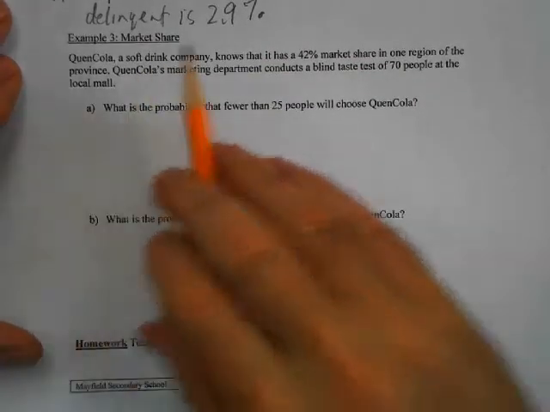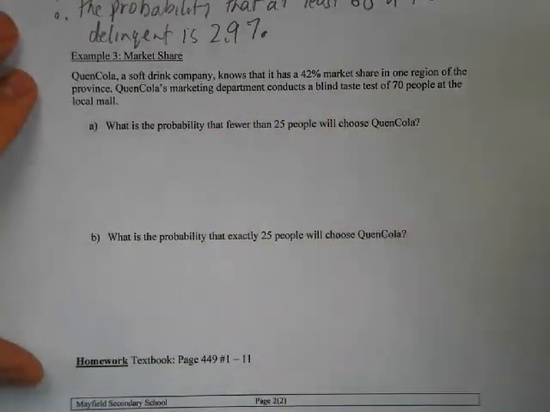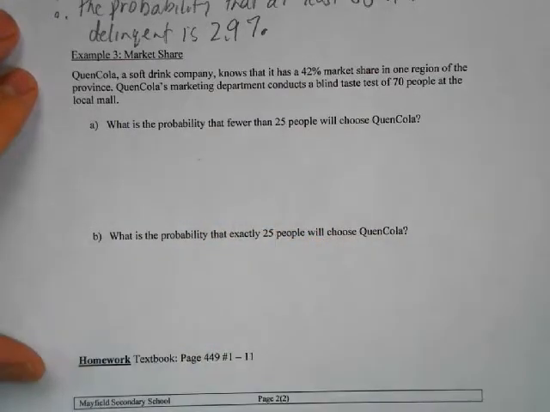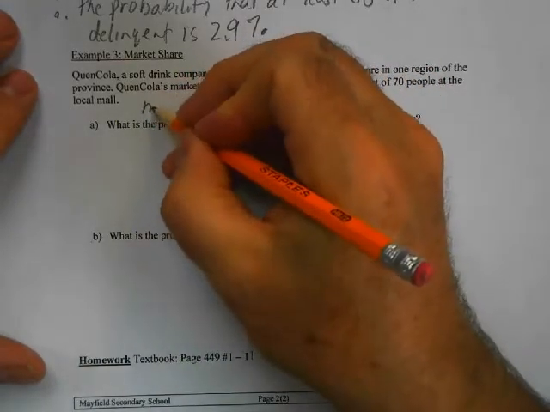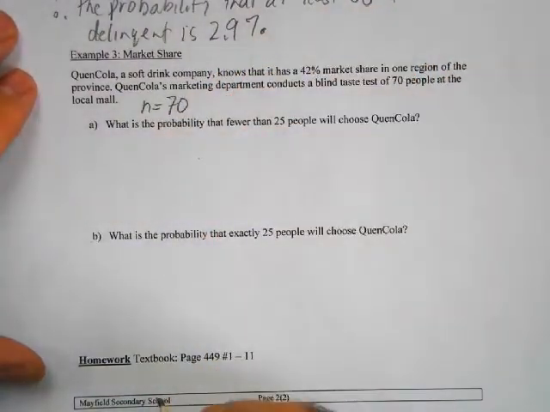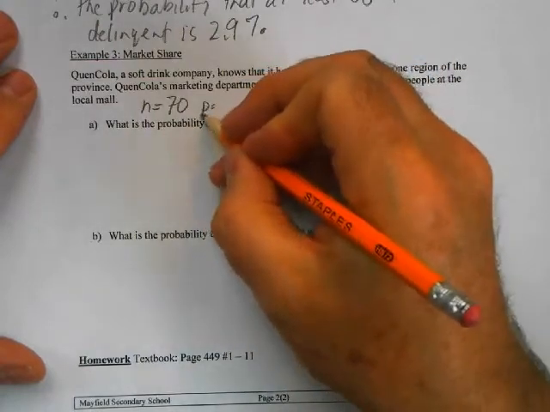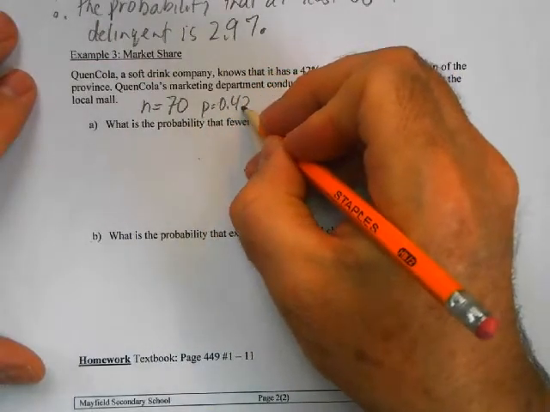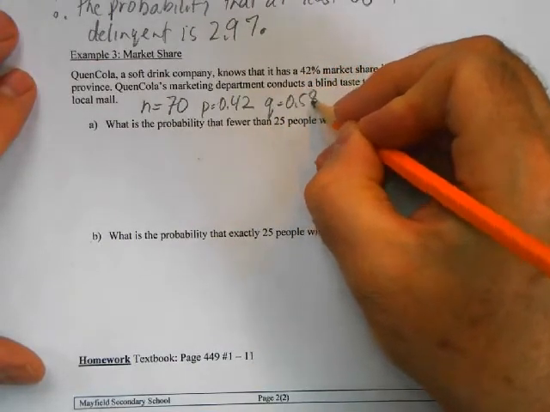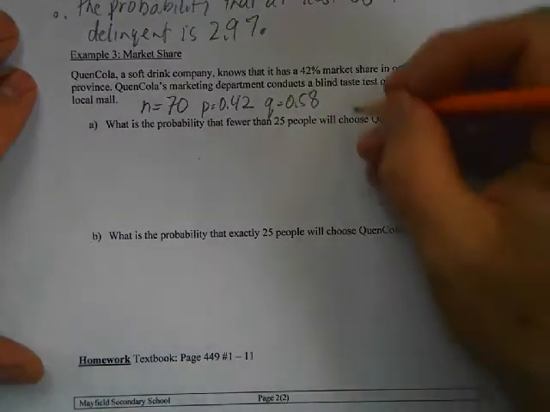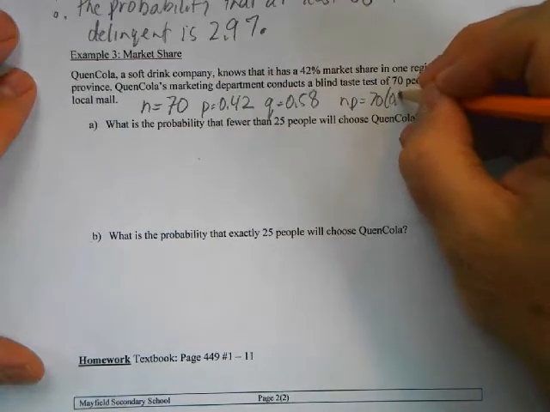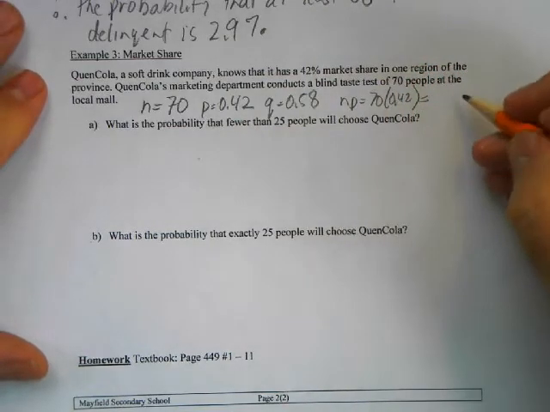Okay, so this is obviously a binomial distribution: success, failure, independent trials. So our n is the number of trials, which is 70 people tested. The probability of success, well, that's choosing Coca-Cola, that's 0.42, 42%. q is 0.58, 1 minus p. And let's test our values: np is equal to 70 times 0.42. That is 29.4.